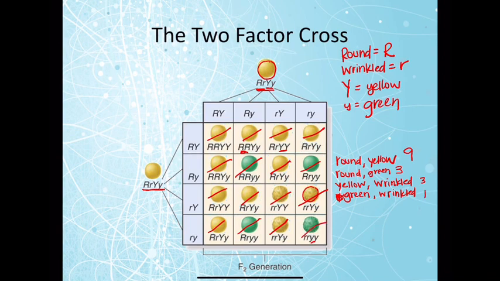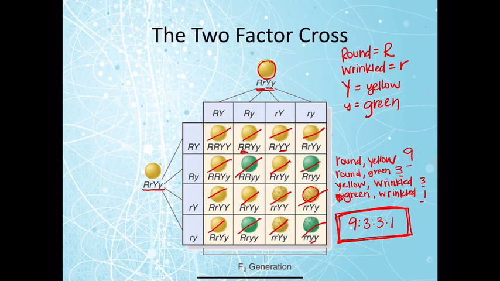Now what you see here, we have 9, 3, 3, 1. That is a very common ratio. You need to memorize this 9 to 3 to 3 to 1 ratio. That is super, super important.